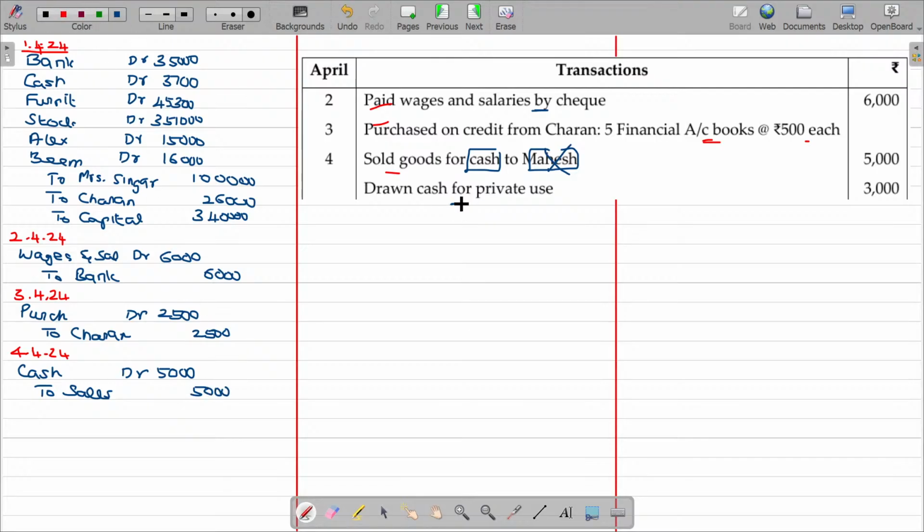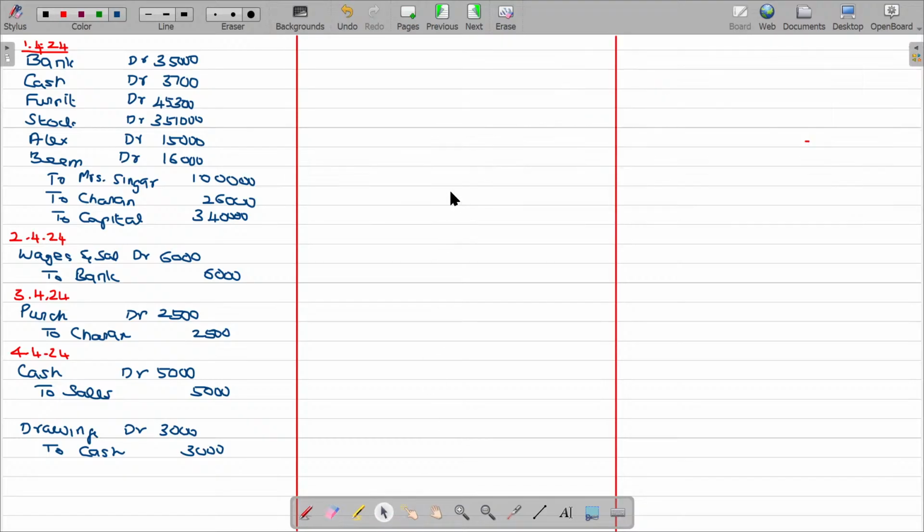And on the same date, drawn for private use. Then we have to debit the drawings account, and cash is withdrawn, so cash is going to be credited here. So drawings account debit to cash. This value being 3,000. Clear? So I have posted the transactions up to 4th April.